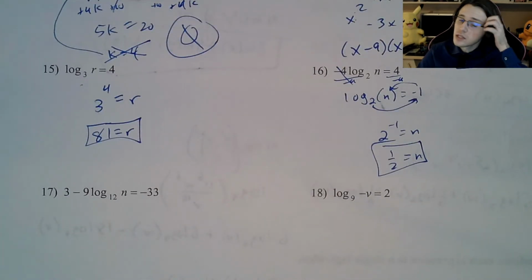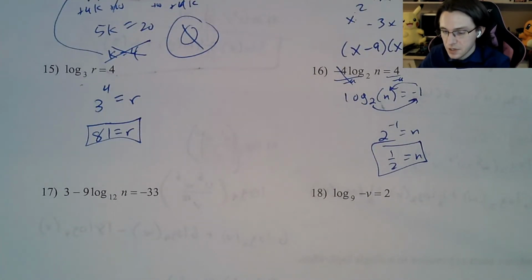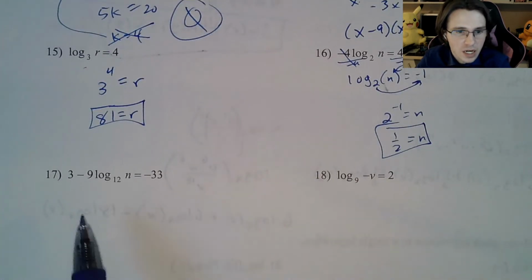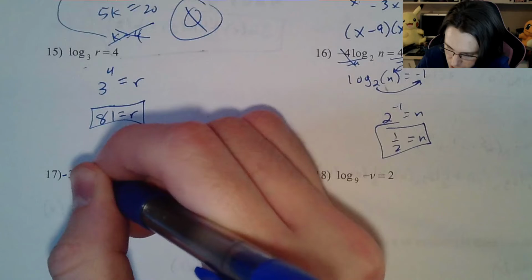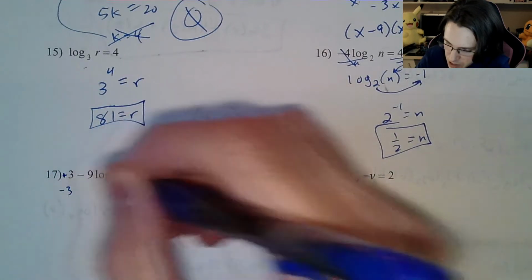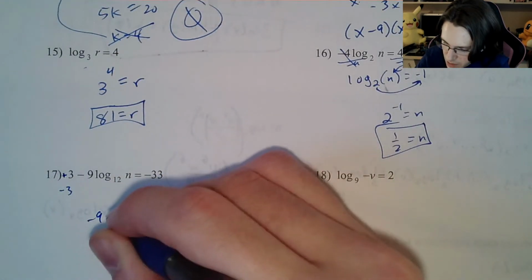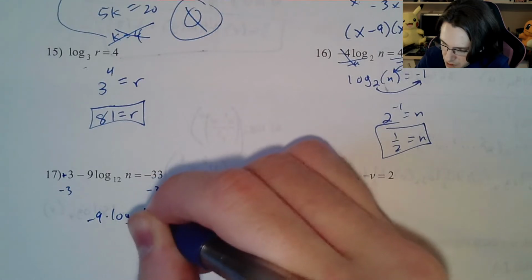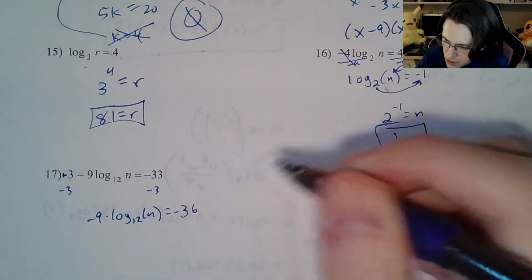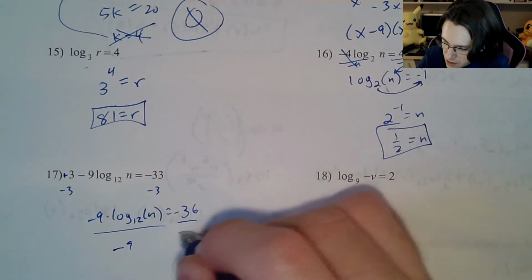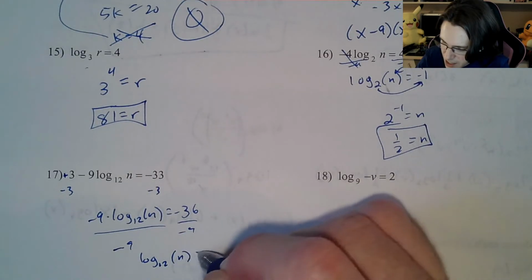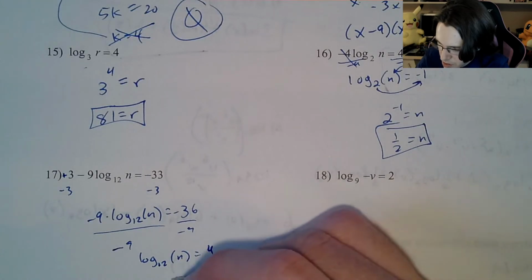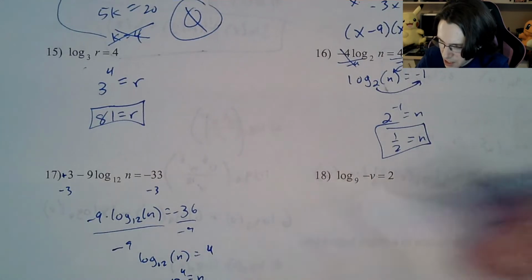Number 17, this is a problem that tricks people up all the time. Be careful with it because what we actually want to do is subtract 3, because it's a positive 3 here. So we want to subtract 3 on both sides before we begin the problem. Divide both sides down by -9. We get log base 12 of n is equal to 4. 12 to the 4th power equals n.